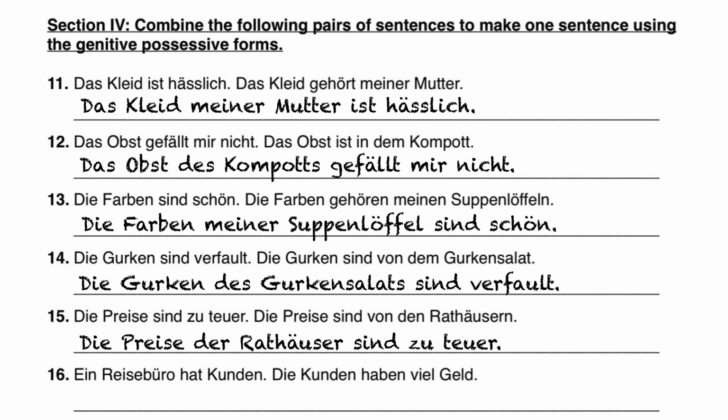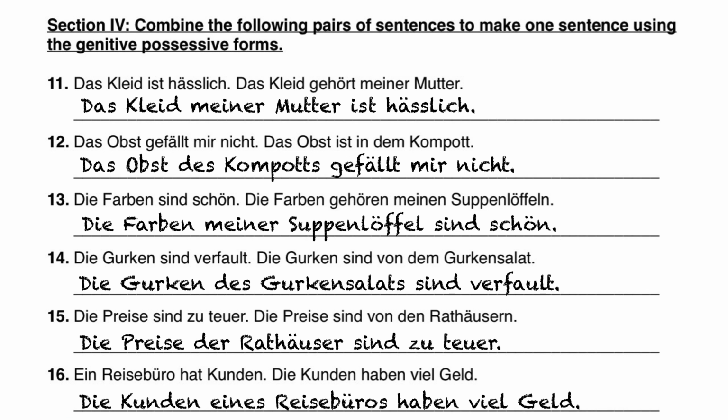Ein Reisebüro hat Kunden. A travel agency has customers. Die Kunden haben viel Geld. The customers have a lot of money. So we want to say the customers of a travel agency have a lot of money. Die Kunden eines Reisebüros haben viel Geld.